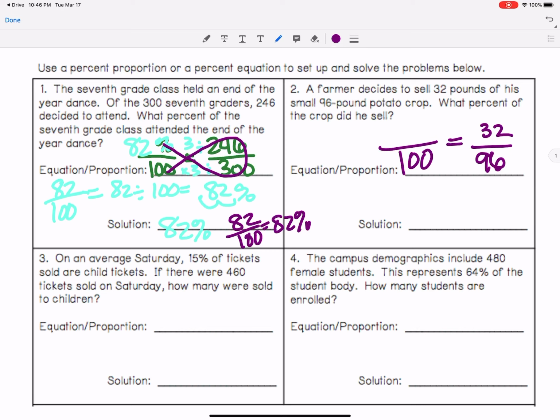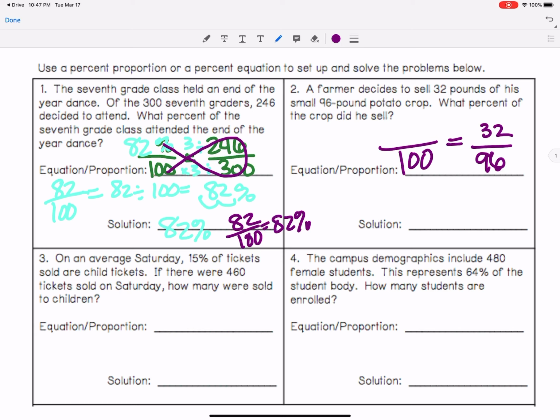And I like to show you multiple ways that you could solve this. 96 divided by 100 is 0.96. Let's see. That means to go from 100 to 96, I'm dividing by 0.96. And to go from 96 to 100, I'm timesing by 0.96. No, that's not right. Okay, let me redo that.